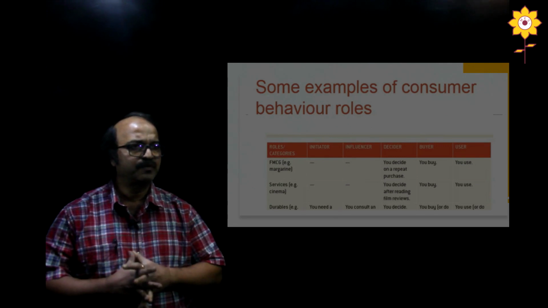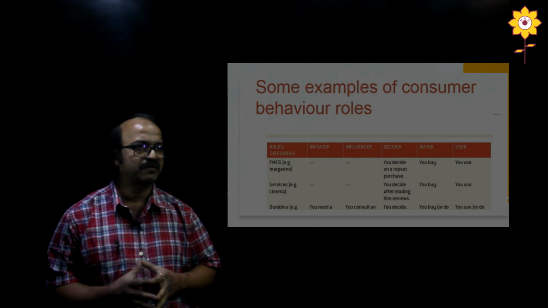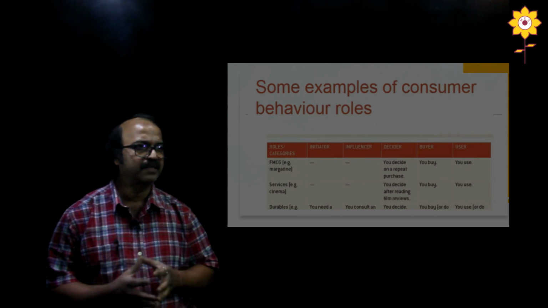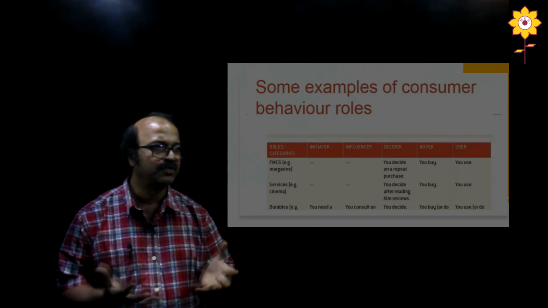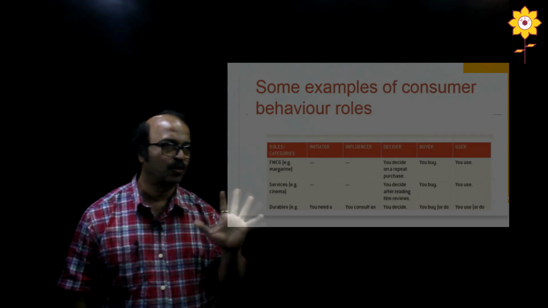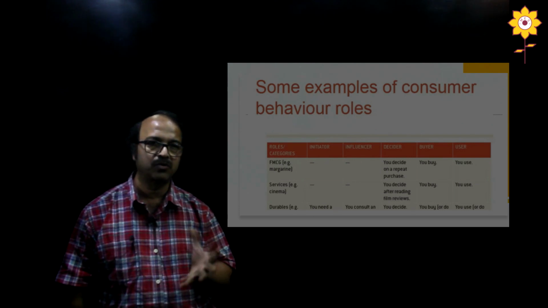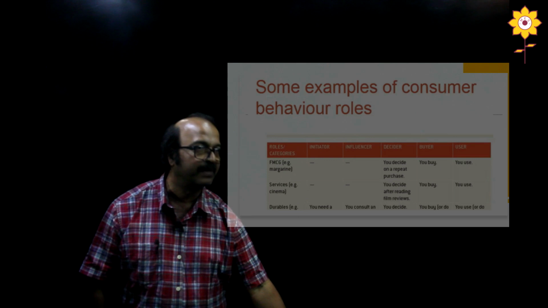What are the examples of consumer behavior roles? I just explained toothpaste, like Close-Up. If you're buying any FMCG product, you decide on a repeat purchase or not, and then you buy and you use it. So these are the roles: initiator, influencer, decider, buyer, user. These roles will all be there in the family, and they will be buying it.